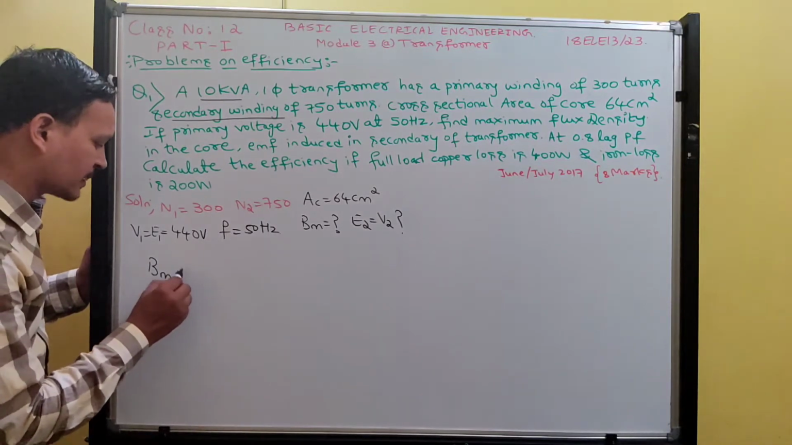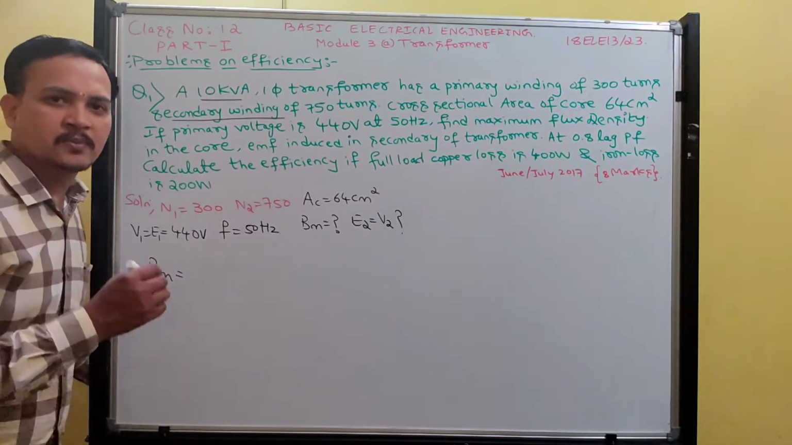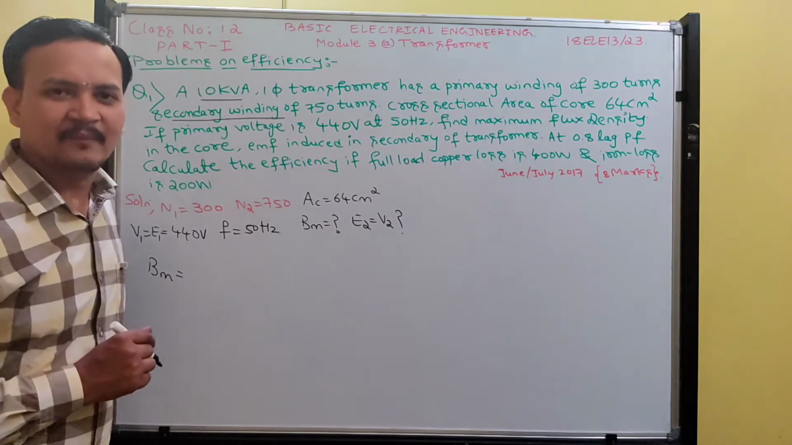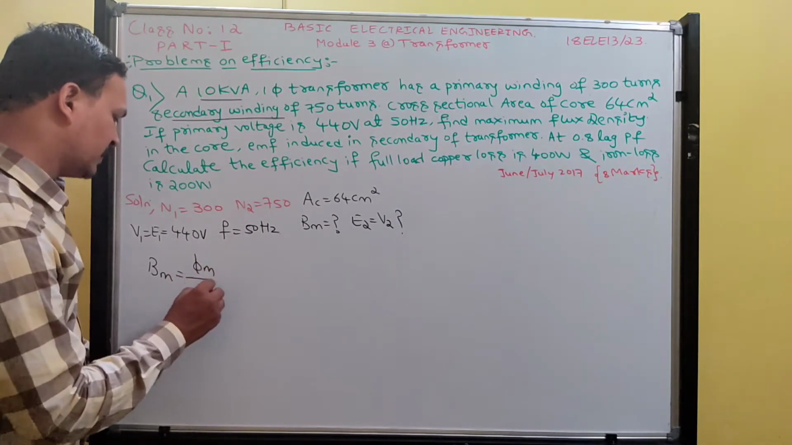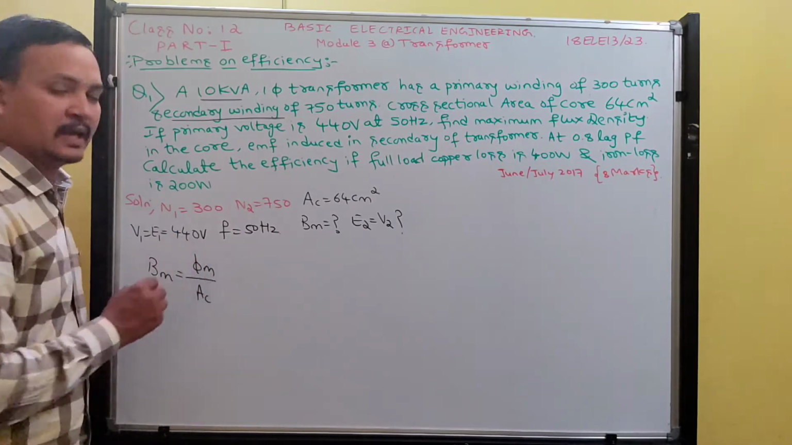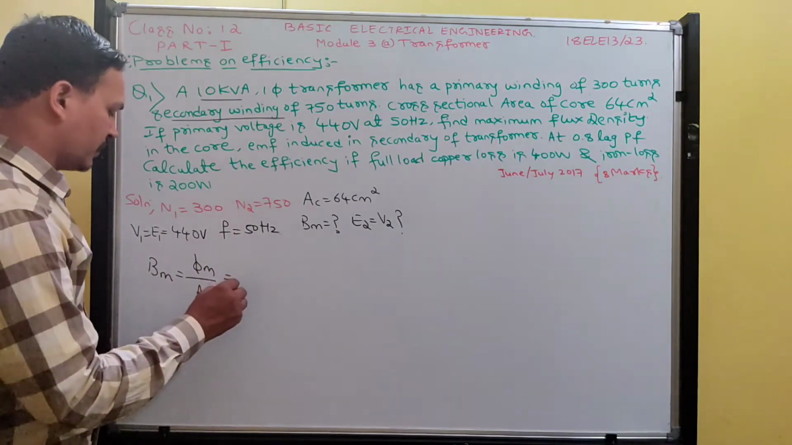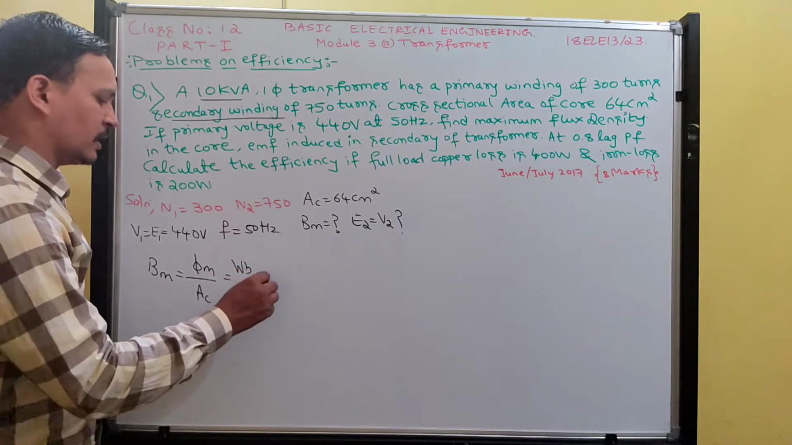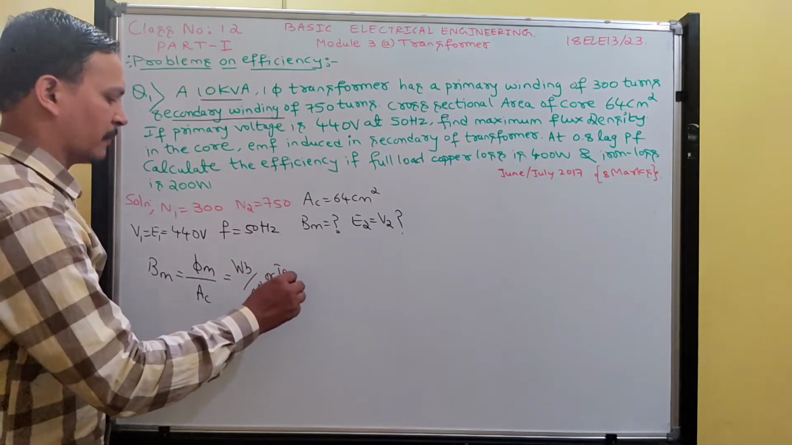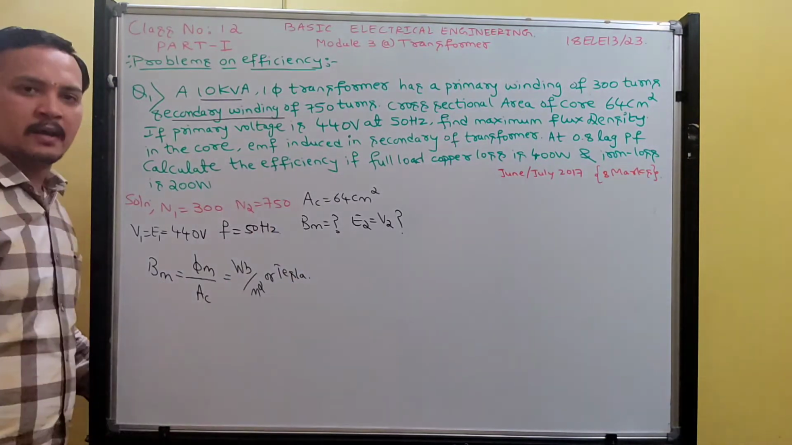What do you mean by flux density? The amount of flux passing through each unit area is called flux density. So Bm equals phi m divided by Ac, the area of the core. What is the unit of flux density? Weber per meter square or Tesla. Weber per meter square or Tesla.